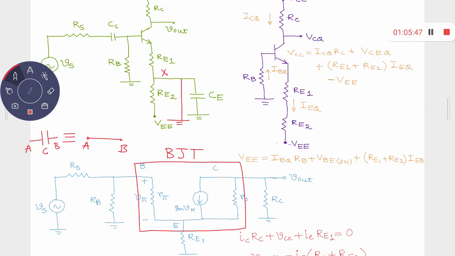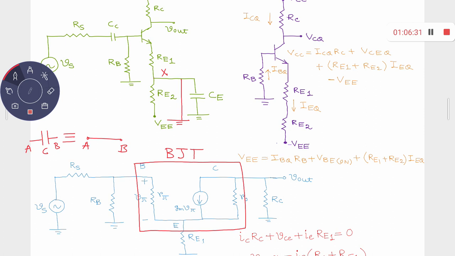Therefore, this capacitor, connected between the emitter terminal and ground with some resistor, is known as a bypass capacitor. This capacitor CE: if we have two resistors in series, RE1 and RE2, the bypass capacitor is connected across only one resistor. Across RE1 there is no capacitor, but across RE2 there is the bypass capacitor. So the effect of RE1 is present in the AC analysis, but the effect of RE2 is absent, and the small signal current will flow through the bypass capacitor, not through RE2.